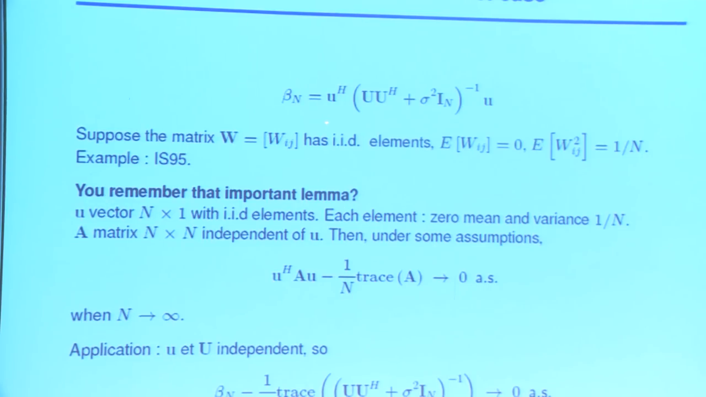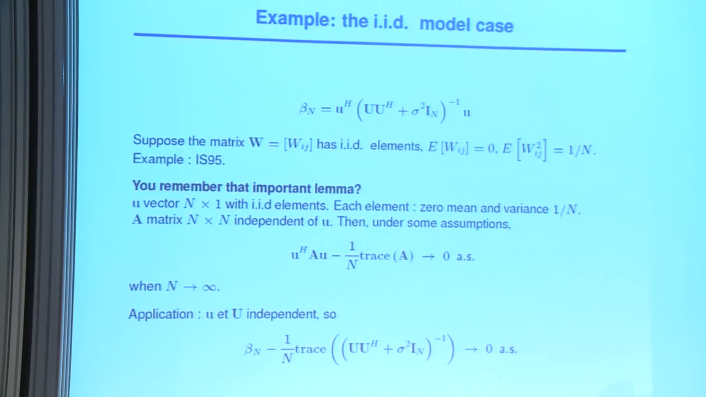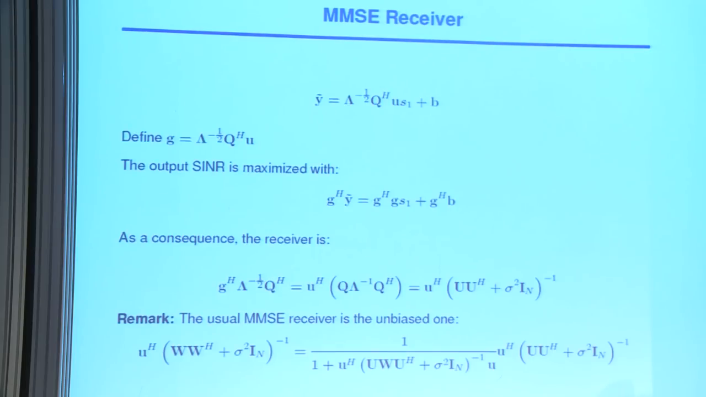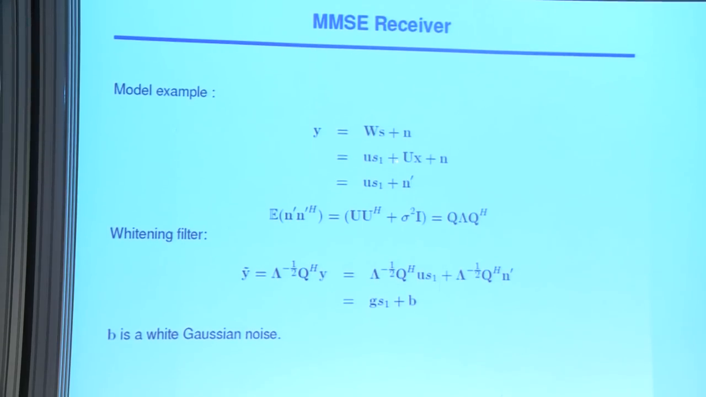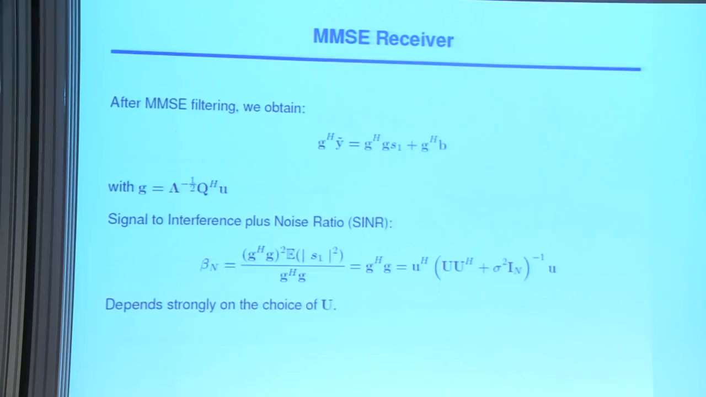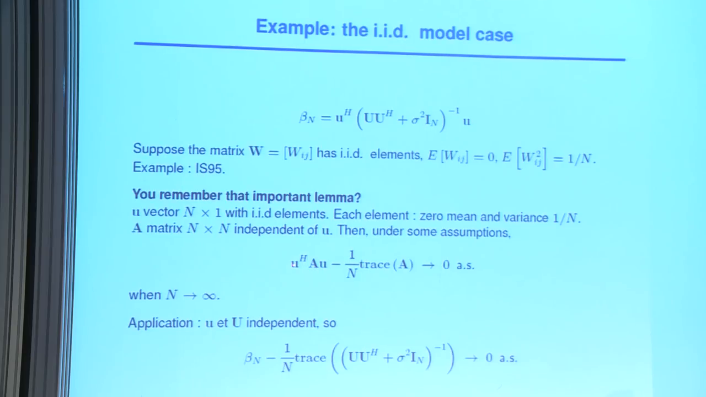Now, the SINR is a quadratic form. It turns out that you can show, it's not very difficult, that if this vector here is independent from the other signatures, okay? Then you can show that this quadratic form, so if U is independent of A, is close to 1 over n of the trace of A. Okay? This is called the trace lemma. So what it means is that my SINR is nothing else than 1 over n of a trace of something here. And for people who followed me previously, this is called a resolvent. 1 over n of the trace of a resolvent.